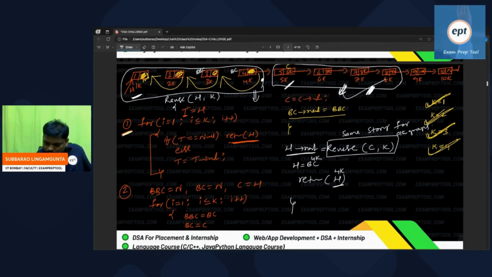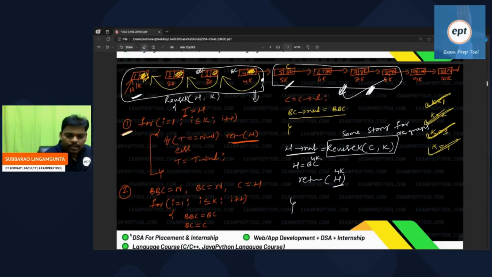And one more thing. The reverse function, reverse K or K reverse. Here you also have to write K reverse, or reverse K if you want to write reverse K, you can write. It is the recursive function.